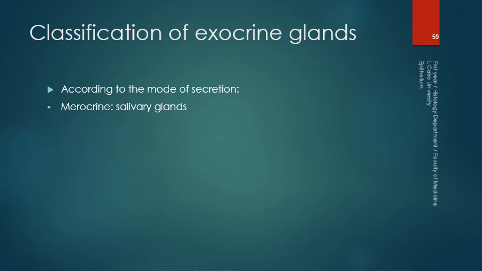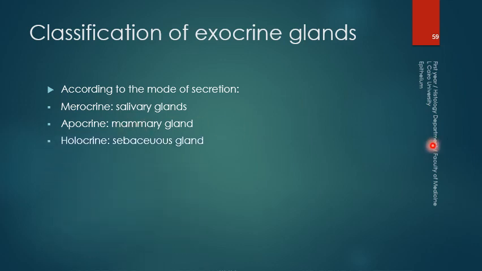According to the mode of secretion, no change occurs as merocrine. The apex is released with the secretion as in the mammary gland, apocrine. All the cell ruptures, holocrine. This is in the sebaceous gland.